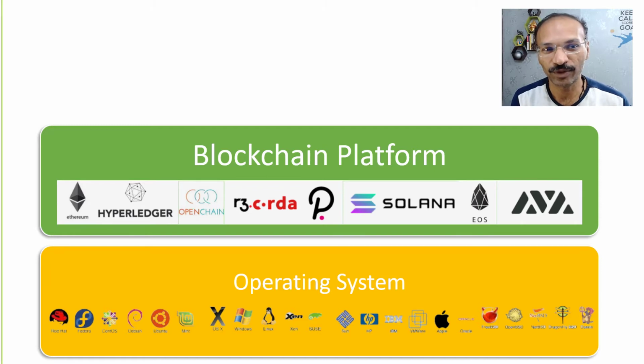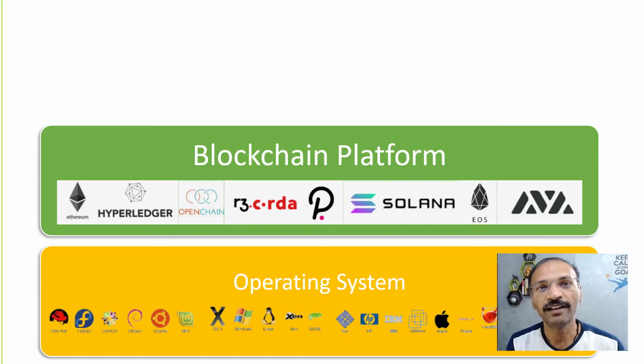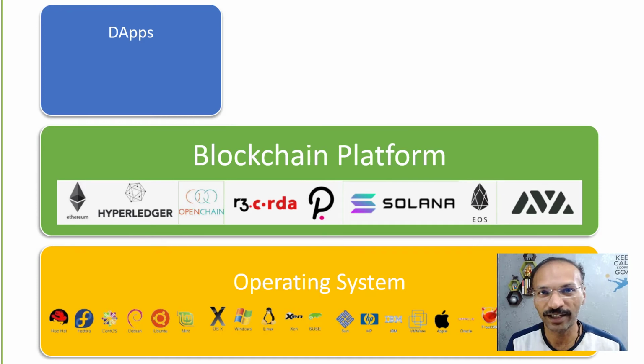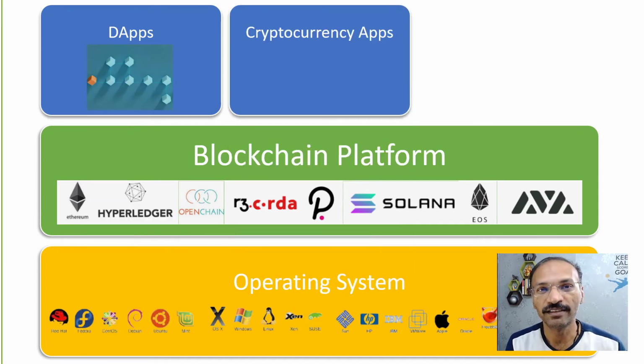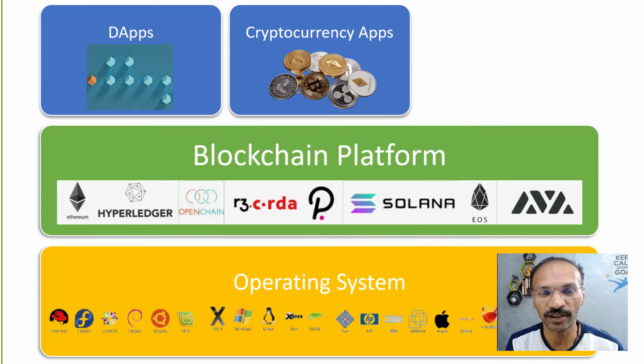Coming back to the platform, first is your operating system, and on top of your operating system there is a blockchain platform, and on top of that we have applications like decentralized applications. Users can develop them. Then your cryptocurrencies are hosted, whether it's Dogecoin, Bitcoin, or Litecoin. All the cryptocurrencies are running on these particular platforms.